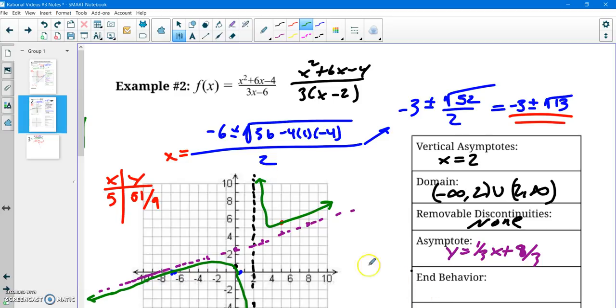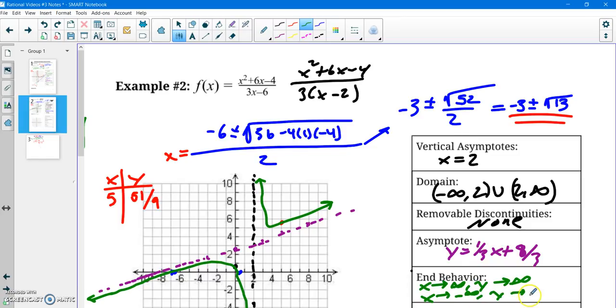So my end behavior, again, look at the purple line. As you go to infinity, the purple line is going to infinity. As you go to negative infinity, the purple line is going to negative infinity. So that's what our end behavior is for our graph as well, since it's approaching that purple line.